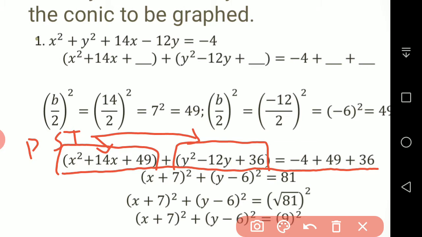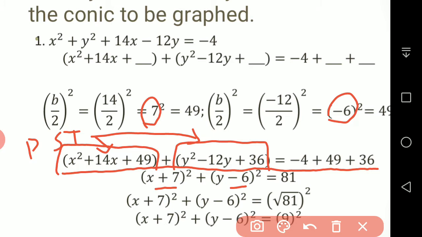Now we can transform them into the square of a binomial. So we have x plus 7. You might wonder, where did we get plus 7? Positive 7 is here, the unsquared part. So that's 14 over 2. You don't have to square that. You simplify that, it becomes 7 without squaring it. That's your second part of the binomial here. The same here, so negative 6.